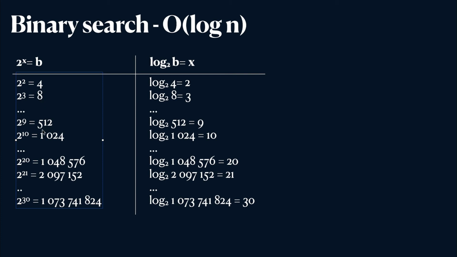I think you know it, but let's follow it to bigger values. If it's 9, then it will be 512. If it's 10, it will be 1000. If it's 20, it will be 1 million. If it will be 21, we will double the million. And if it will be 2 to the power of 30, it will be 1 billion.